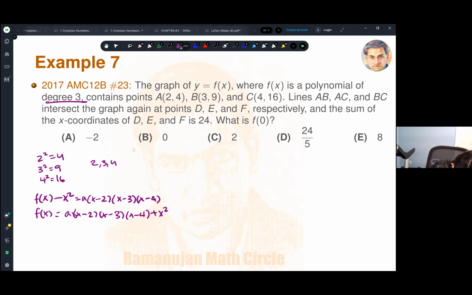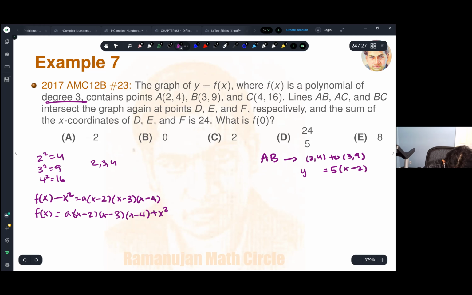But now let's look at the other part of the question, which says there are lines AB, AC, and BC. So let's try to find the line equations of those as the first thing. So AB is between 2, 4 and 3, 9. And so the slope is obviously 5 over 1, so 5. So let's do 5 times x minus 2 and y minus 4. So y is equal to 5x minus 6. So that's our first one.